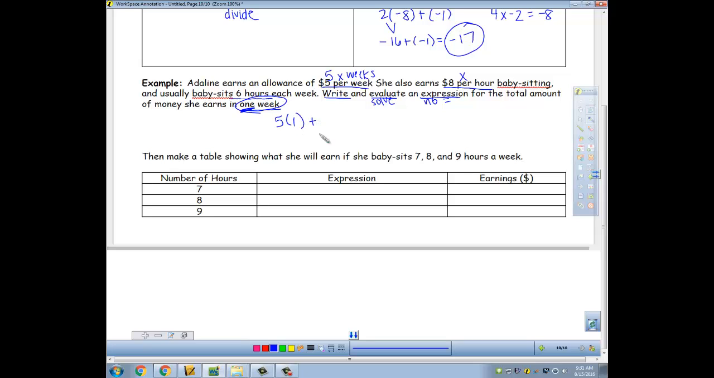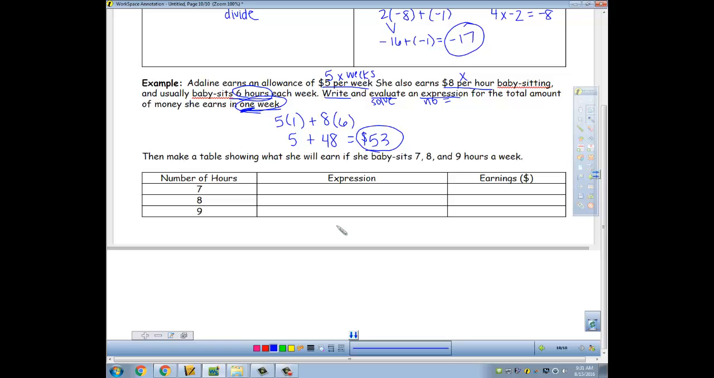Then I'm going to add what she's going to make per hour babysitting. So 8 times the number of hours. So looking through, we have 6 hours. And since it says expression, I don't need an equal sign. So I'm going to go ahead and evaluate this. I'm going to solve it. So I get 5 plus 8 times 6 is 48. And 5 plus 48 is $53.